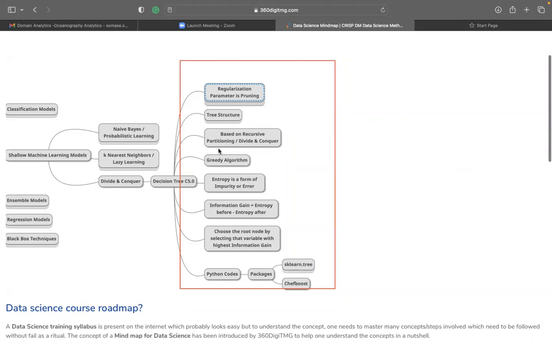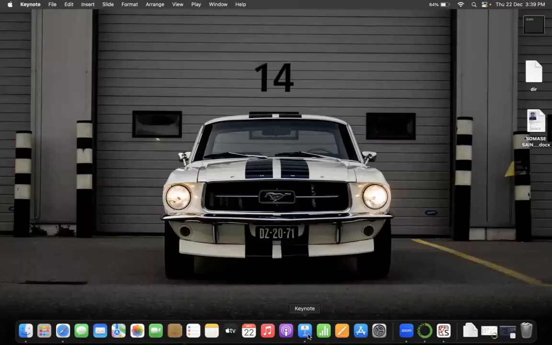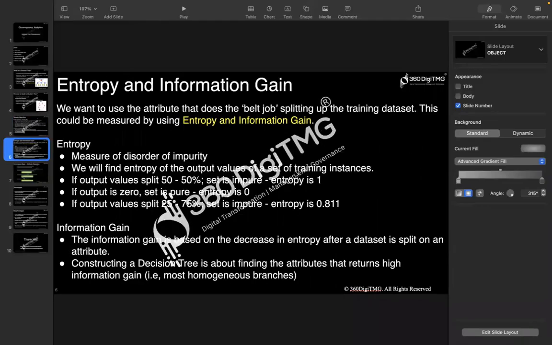Then we have the greedy algorithm as we discussed here. Just before, we discussed the greedy algorithm. Then entropy is formed for the impurities of an error. Then we will discuss information gain, the entropy before and the entropy after. So we'll discuss entropy and information gain.